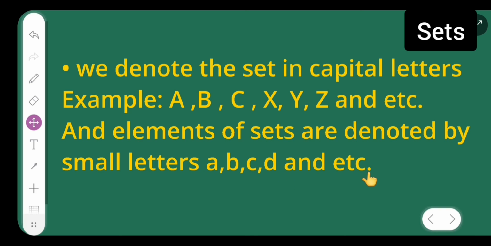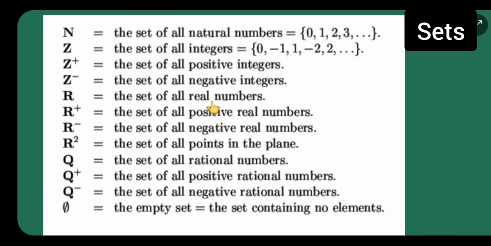Next is very important, which you all have to know. N is the set of natural numbers, that is 1, 2, up to so on. Z is the set of all integers like 0, -1, 1, -2, 2, up to so on. Z plus is the set of all positive integers, everything will be positive numbers. Then Z minus is the set of all negative integers.